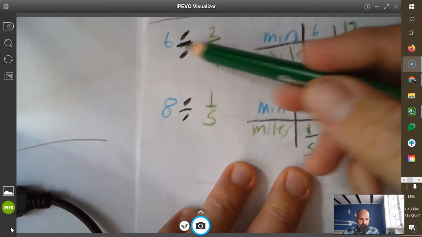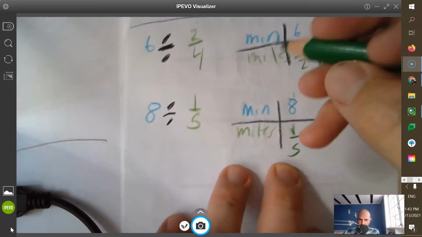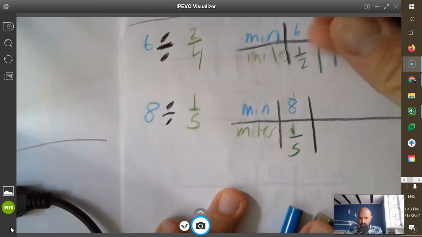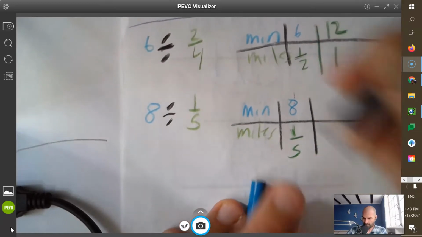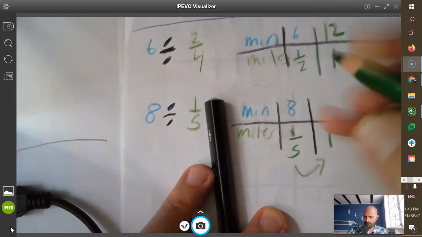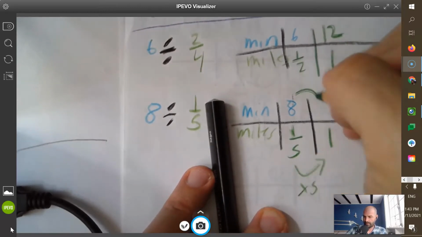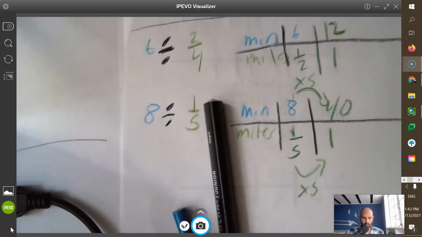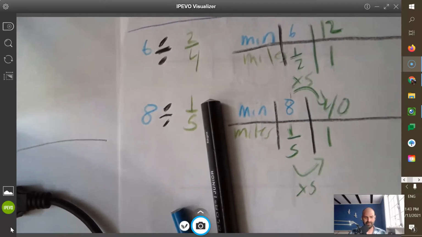Because this was 6 minutes for a half. This is 8 minutes for 1/5 of a mile. So I think this is our slow poke, our sloth award. How do we go from 1/5 to 1 whole? We multiply by 5. So that means I have to multiply by 5 up here. That's 40. Whoa! I mean, how do you even go that slow?